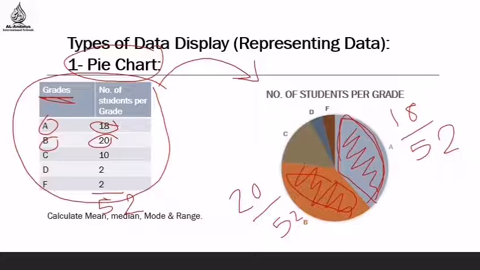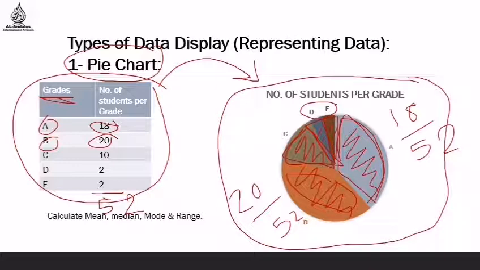And I can say also that the students that got F and D are exactly the same number of students, and this portion is the same as this portion. I can say also that the number of students that got C, I think, is half the number of students that got B, because here the part that is representing C is half the part that is representing B. So from the pie chart, I figured out all this information without knowing any number. I just figured it out from the shape.